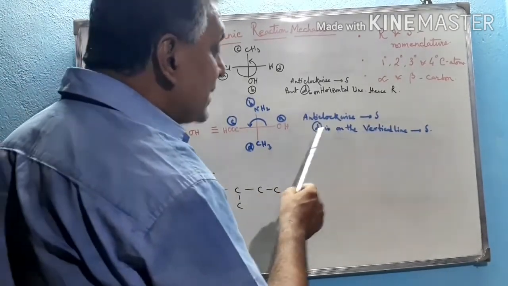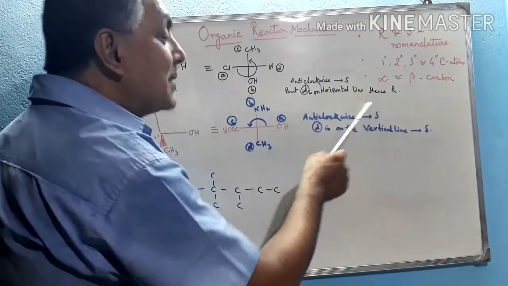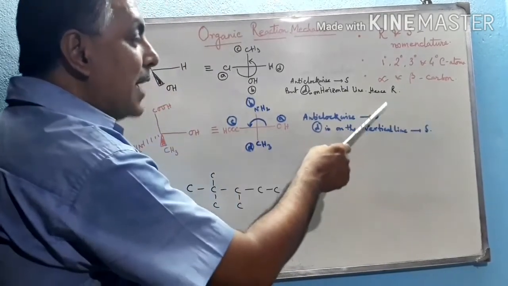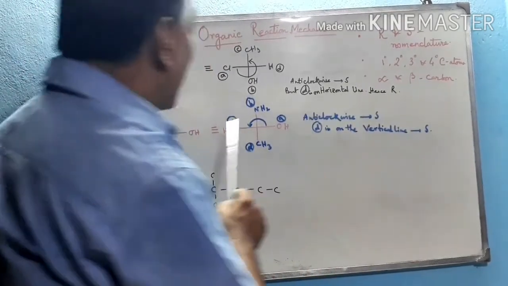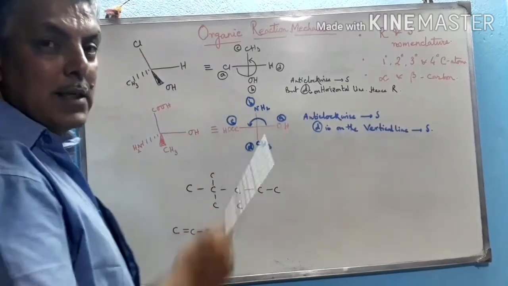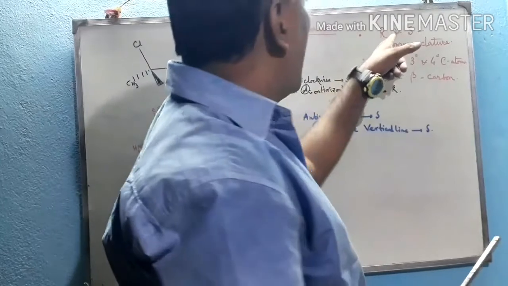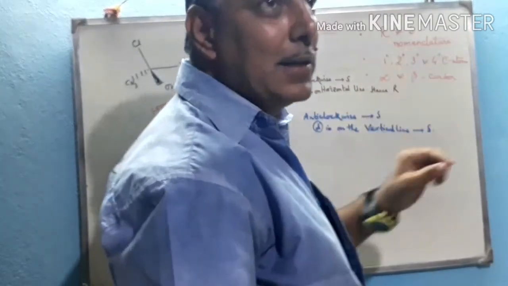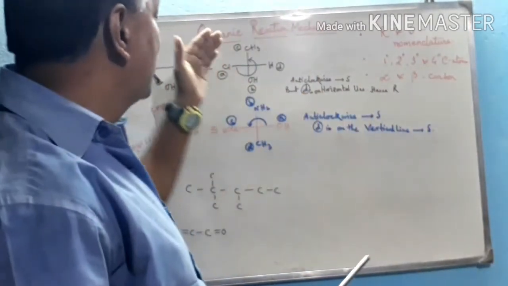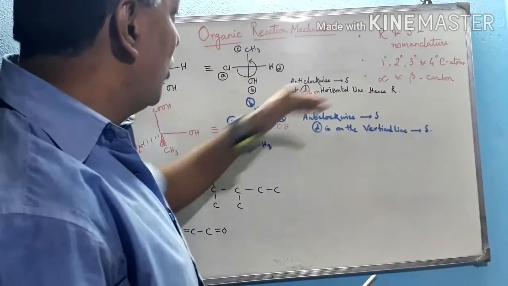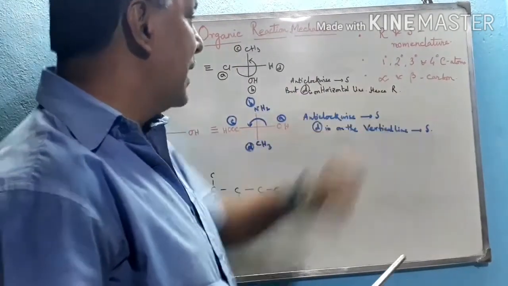That means as D is on the vertical line, if it comes S, then it becomes S. If it comes R, then it becomes R. That's why it is ACE. The configuration of this compound is ACE. Now, these R and S nomenclature we have already explained by using two different examples. One becomes R and other becomes ACE.